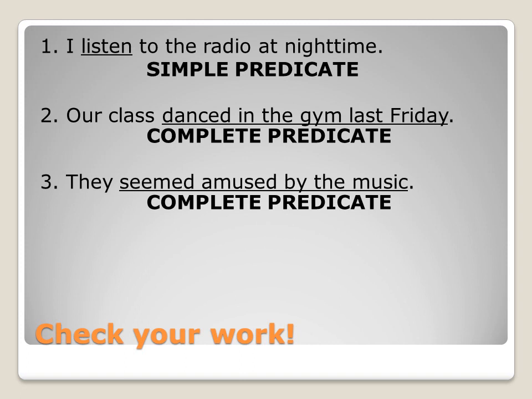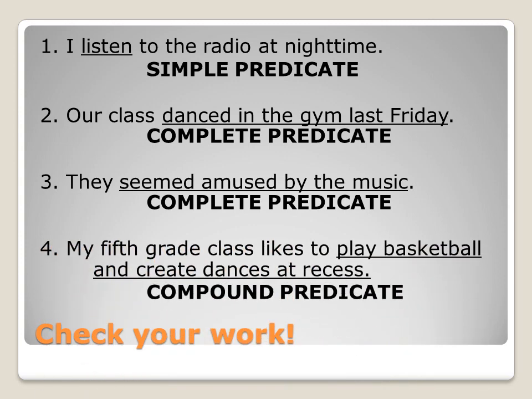Number 3, they seemed amused by the music. Seemed would actually be our linking verb. This one's a little tricky. Amused by the music modifies that linking verb. Therefore, that is a complete predicate. And number 4, my 5th grade class likes to play basketball and create dances at recess. Play and create are 2 separate verbs. The rest of the words modify those verbs. Play basketball and create dances at recess is a compound predicate.